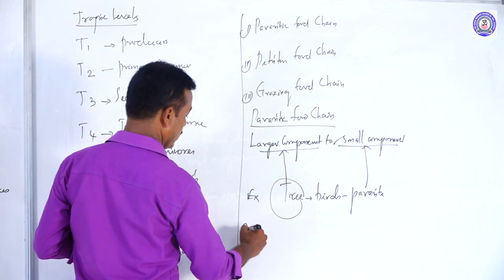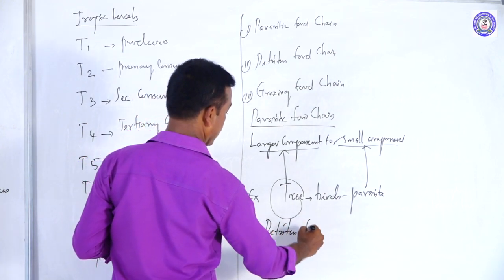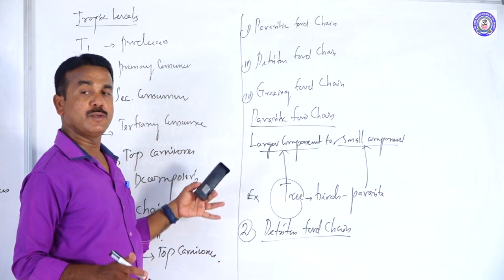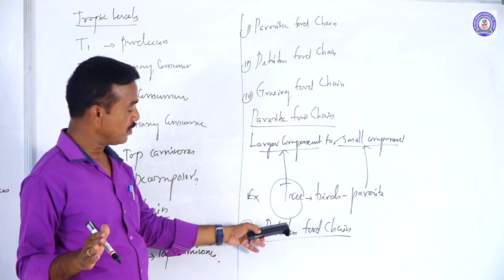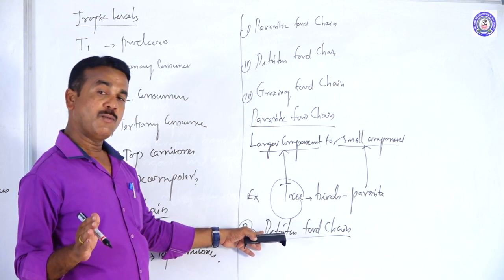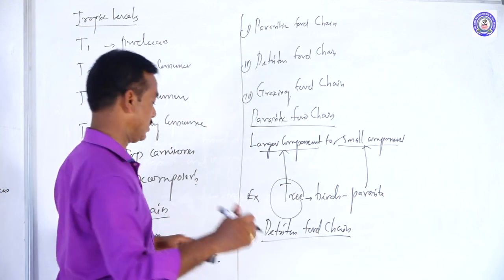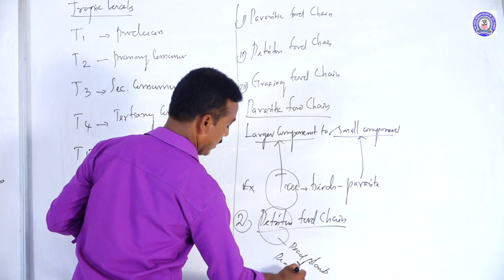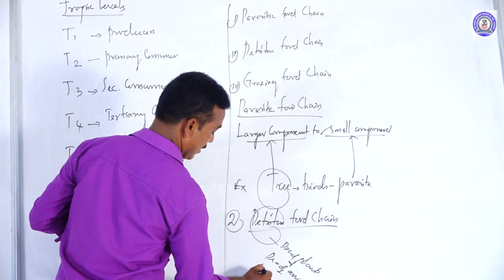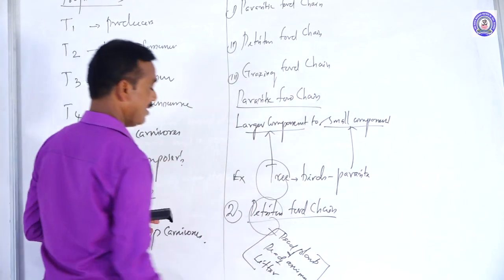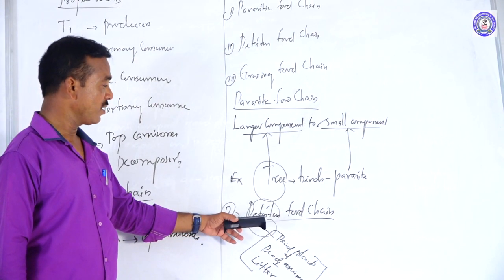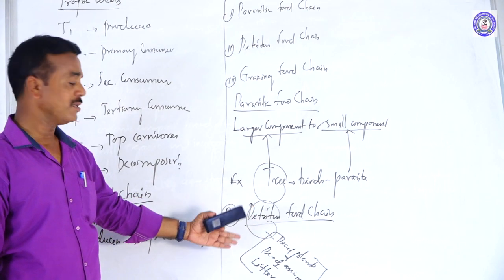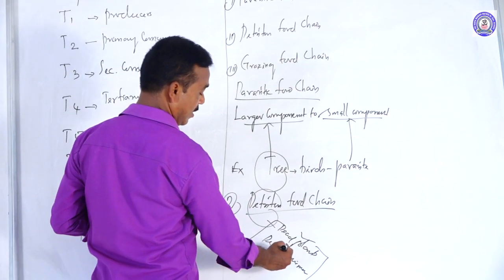The second one is the detritus food chain. That means among these types, the one which produces a large amount of energy is obtained from detritus. What is detritus? Dead plants, dead animals and litter are commonly called examples of detritus. So what is the definition of detritus food chain? Among the different kinds of food chain, the one in which a large amount of energy is derived from detritus is called the detritus food chain. Examples are dead plants, dead animals and litter.